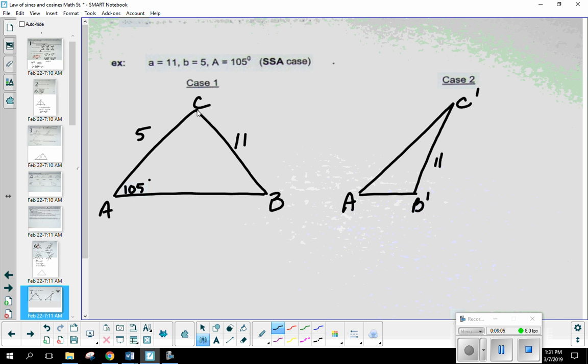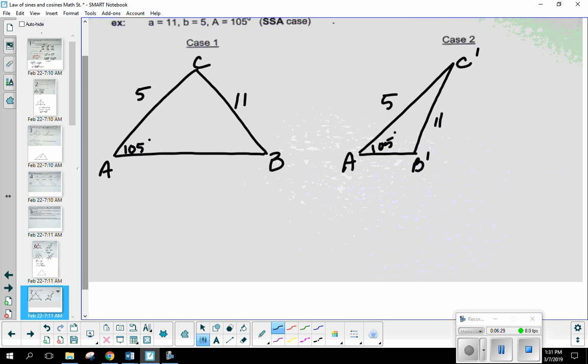Okay, so here's all the information. Let me go ahead and fill this in again. So this would be 105 degrees. Let's see, this one would be 5 as well. And let's just see if triangles like this could exist. Okay, so I do have a pair in the first triangle, and for the ambiguous case, you're always going to be provided a pair. Whatever angle you're given, you're always going to have the side opposite that.